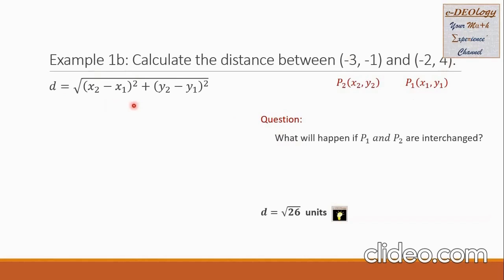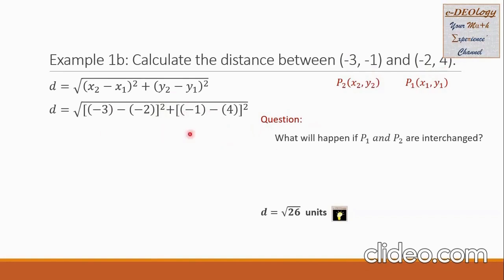Let us substitute the values. The x sub 2 is the negative 3, then minus x sub 1 is negative 2. Of course, we write the square, then plus y sub 2 is negative 1, then minus y sub 1 is positive 4.